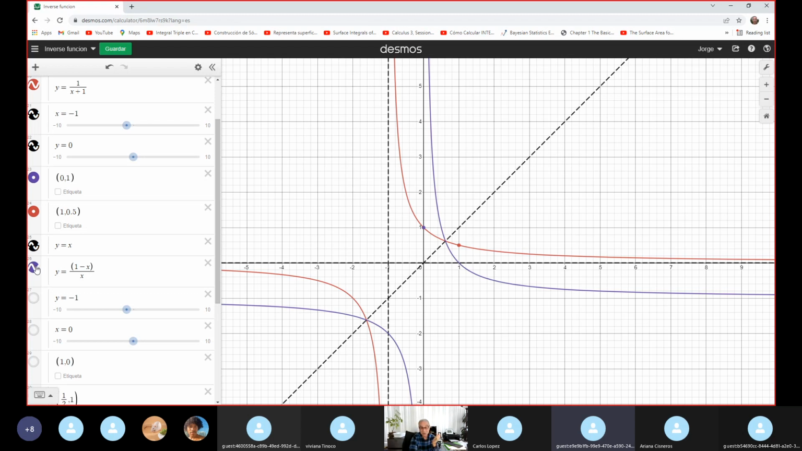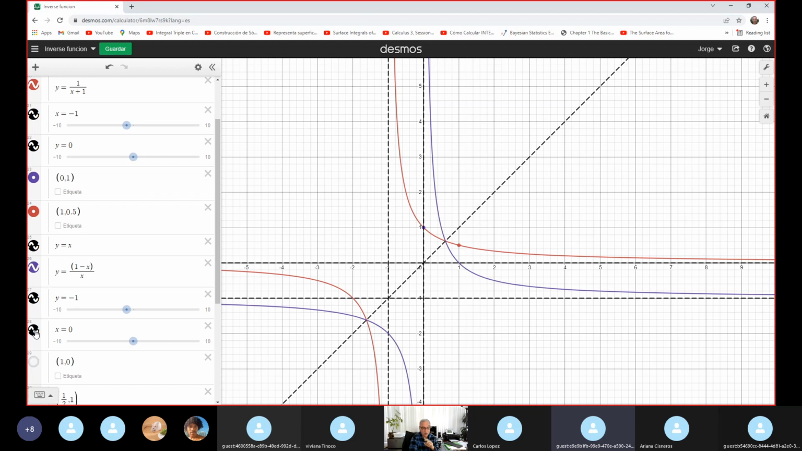You see that somehow they are symmetric with the line y equals x. Okay, that part is similar to that part, and that part is symmetric. It behaves like a mirror, no? And the most important moment now: the horizontal asymptote of the inverse, which is the purple color, is at -1. Look. And the vertical is at 0.